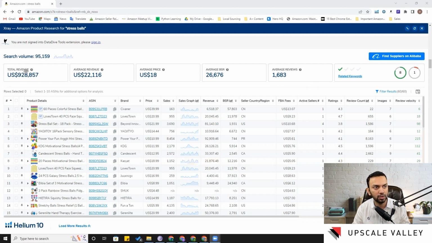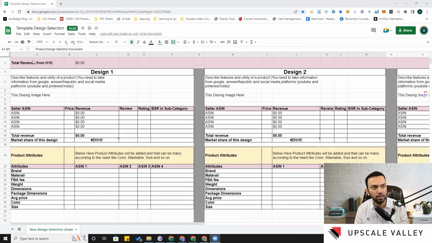And here Helium 10 shows the total revenue. If we move the cursor over its definition, it's the estimated total revenue for the previous 30 days. So it's near to $1 million, around $1 million. This is the total revenue per month of the products available on the stress ball keyword. So what you need to do here is mention the total revenue from Helium 10 here.